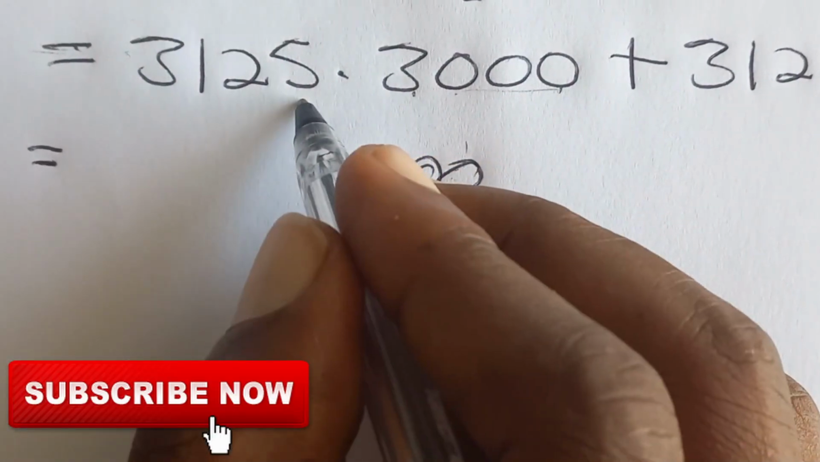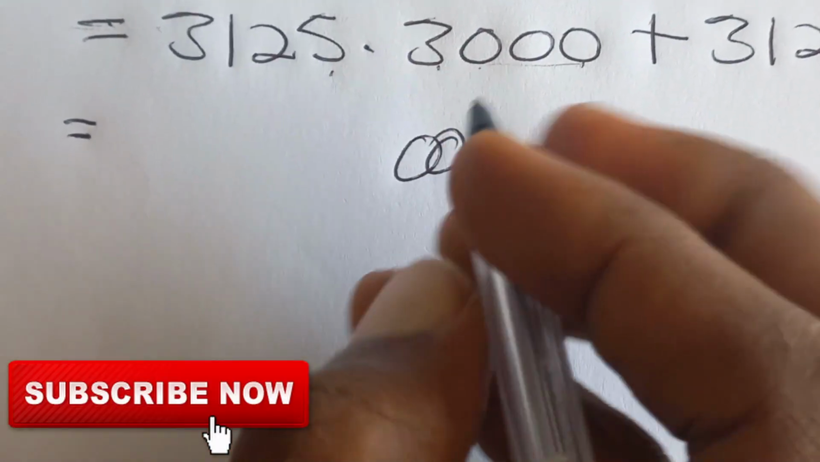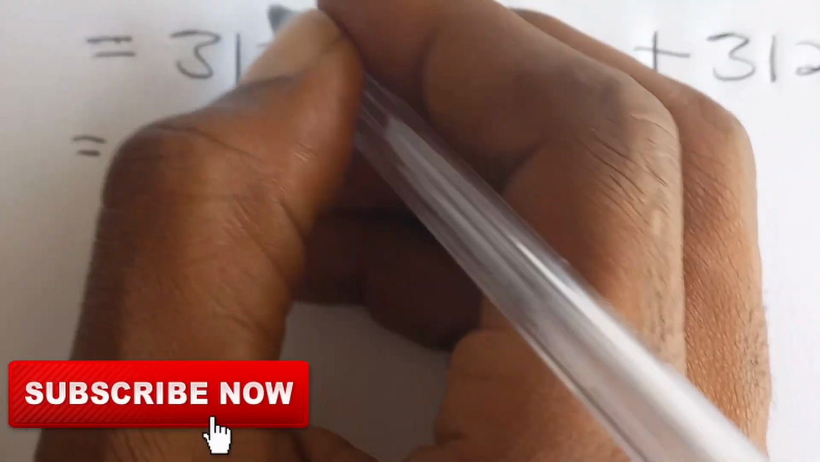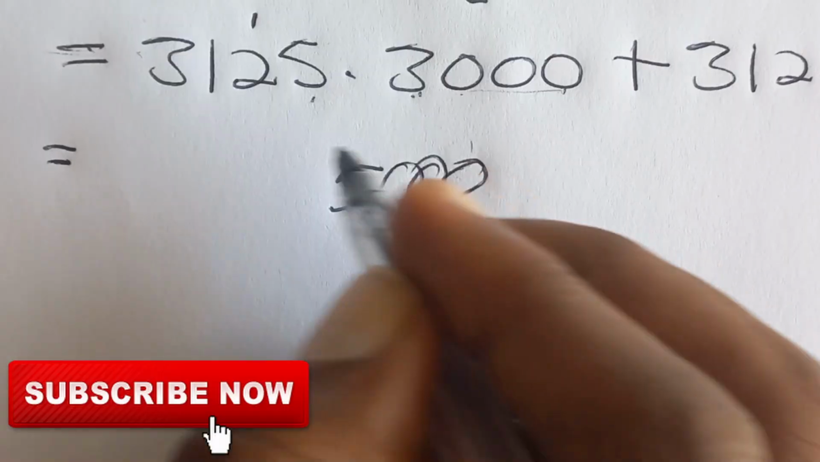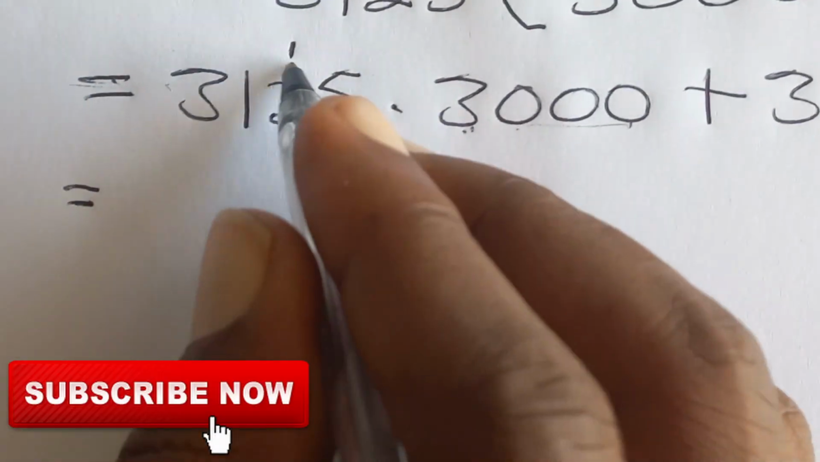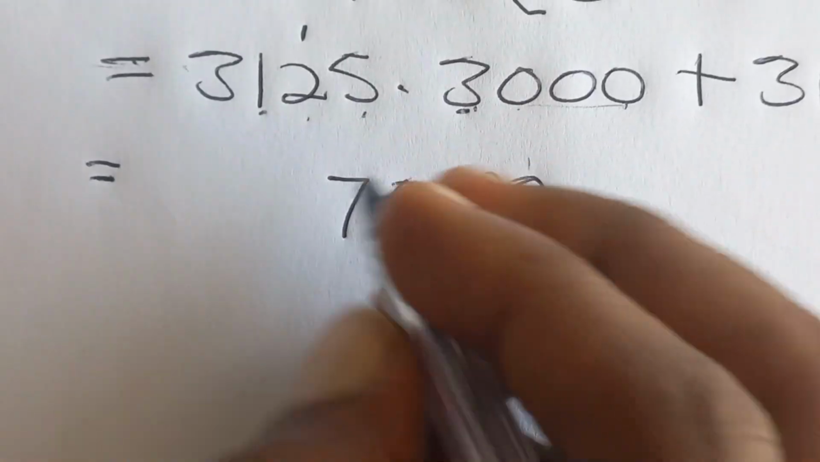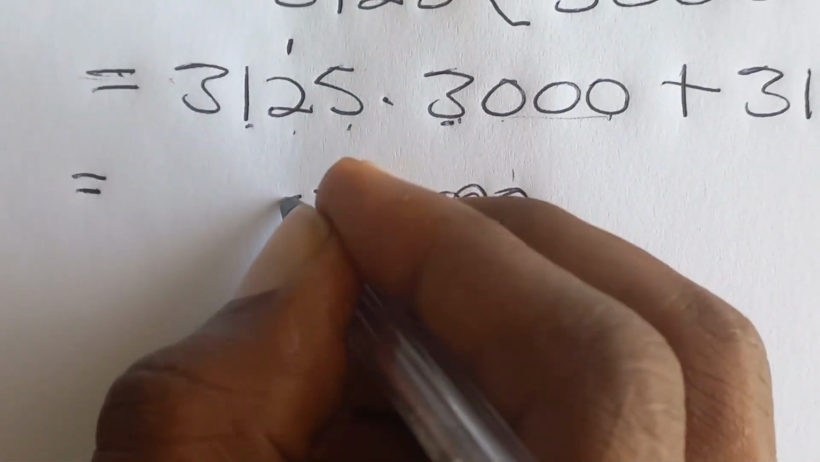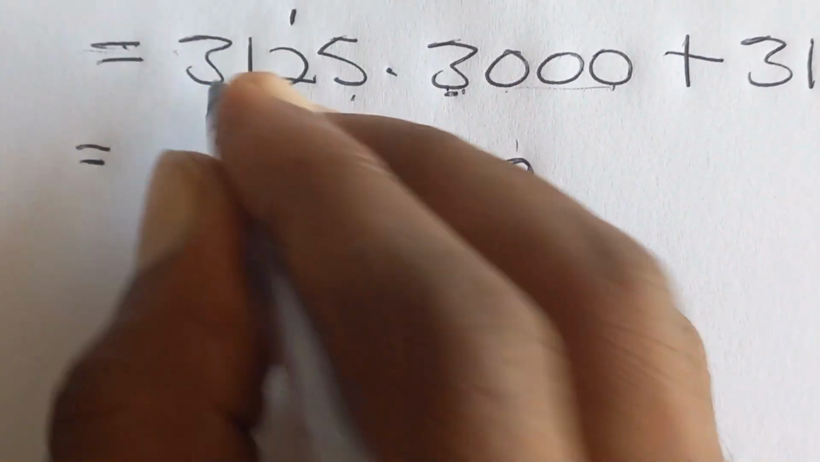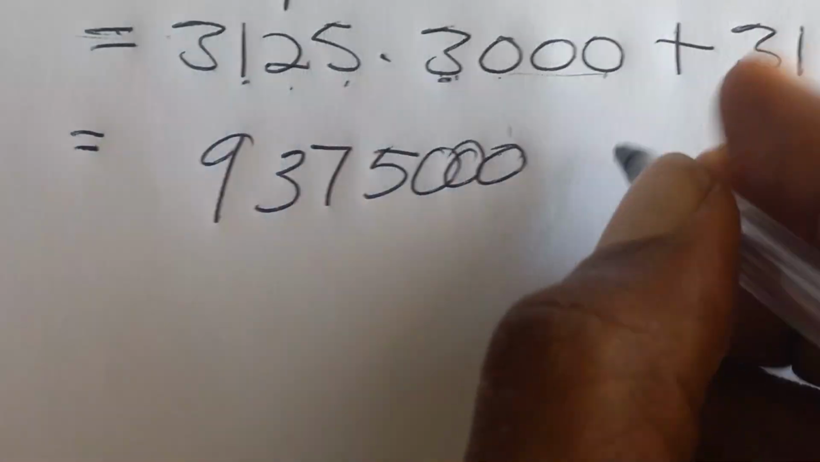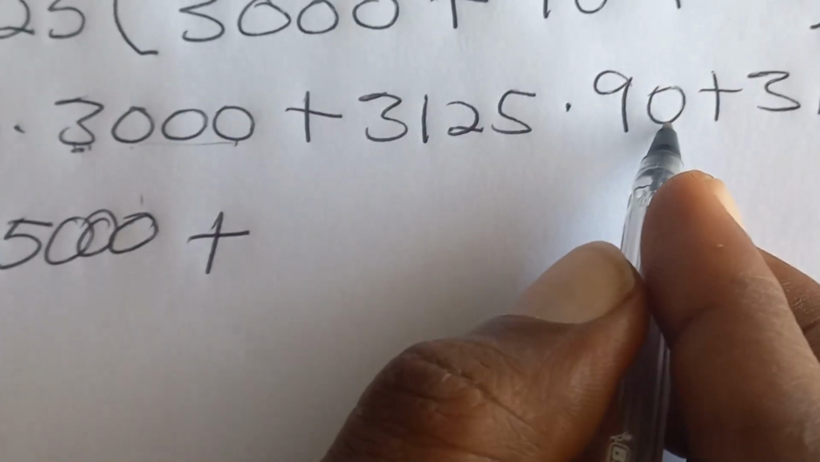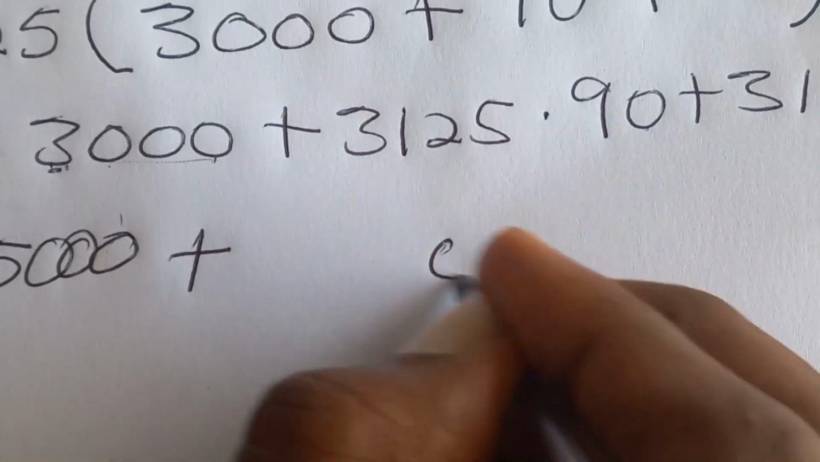Then 3 times 5 is 15, so we write 5, remainder of 1. 3 times 2 is 6, plus 1 is 7. 3 times 1 is 3. 3 times 3 is 9. For the next line, it will be 0 here.